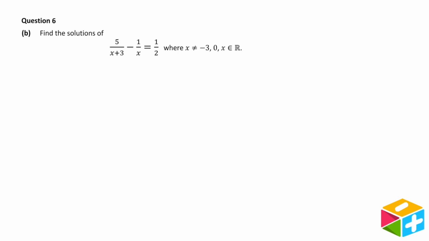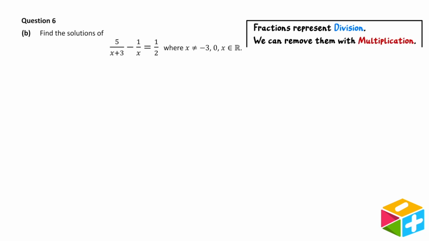The trickiest part of this question is dealing with all the fractions. At its core, a fraction represents division. For example, this x plus 3 below the line represents division by x plus 3. Whenever we have something we don't want in a mathematical equation, we can remove it by doing the opposite operation. Since fractions represent division, we can remove them with multiplication.